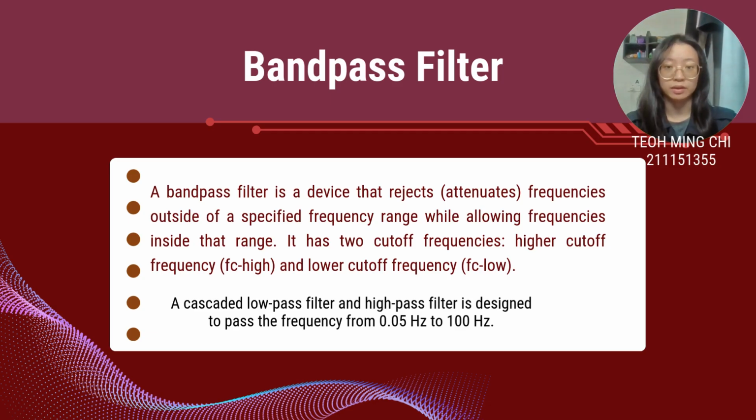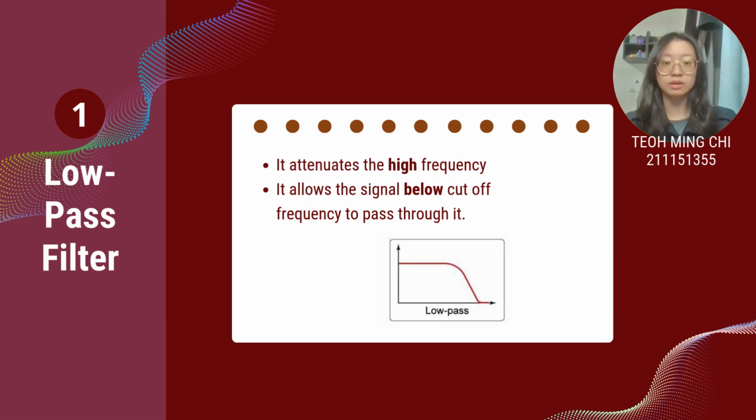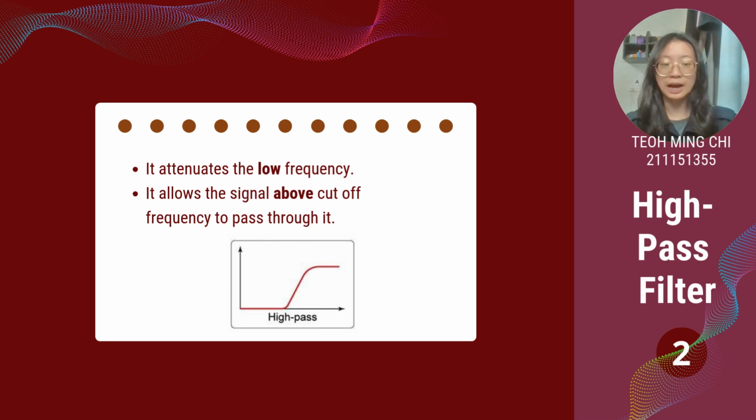Next, the bandpass filter. A bandpass filter is a device that rejects frequencies outside of a specific frequency range while allowing frequencies inside the range. In our circuit design, the filter is designed to pass frequencies from 0.05 Hz to 100 Hz. A bandpass filter is divided into two groups, which are the low-pass filter and the high-pass filter. A low-pass filter allows signals below the cut-off frequency to pass through, while a high-pass filter allows signals above the cut-off frequency to pass through.